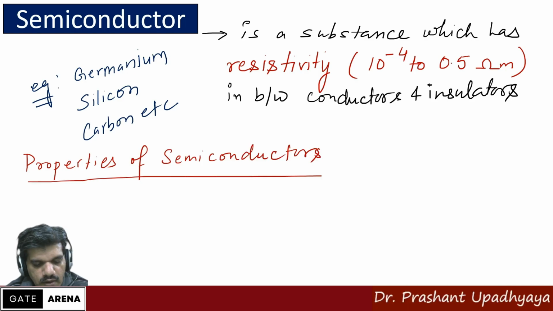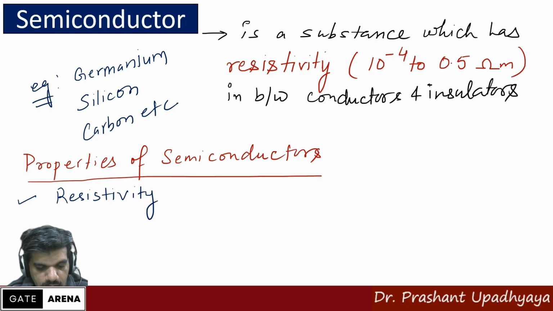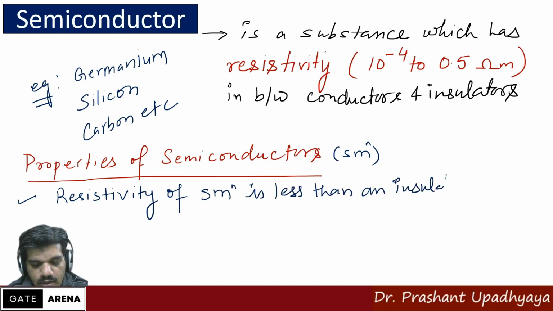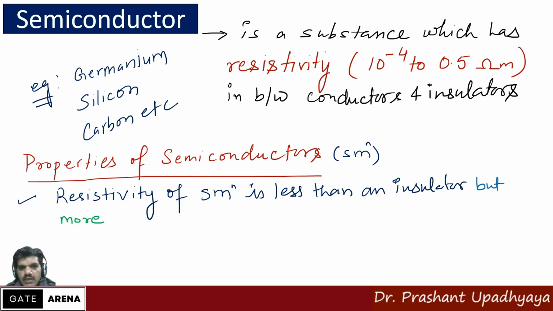The first property of the semiconductor, as we have already discussed, is that the resistivity of a semiconductor is less than an insulator but more than a conductor. We will write the short form SM. So we are writing: resistivity of SM is less than insulator but more than conductor. These are the properties which you have to remember when you are defining the semiconductor.